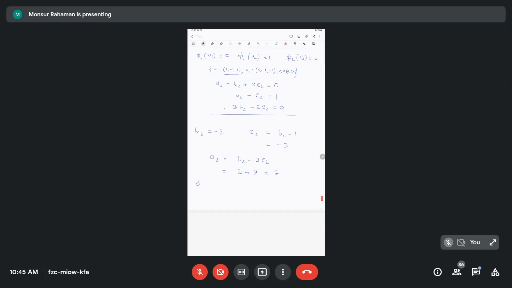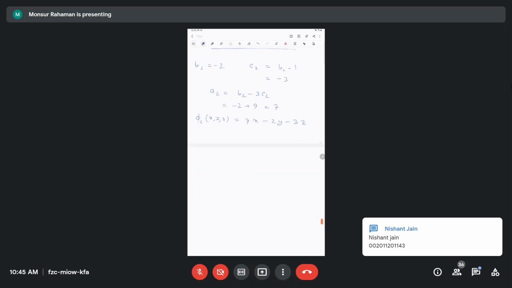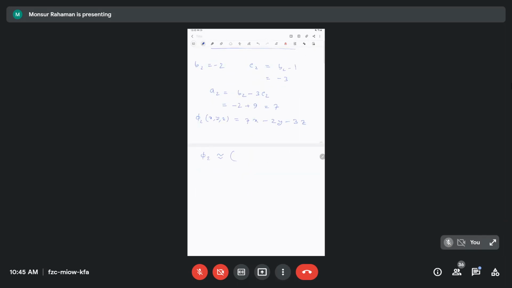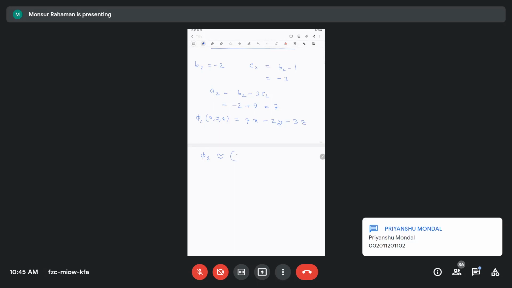So phi 2 xyz is defined as 7x minus 2y minus 3z. But you can also see it another way, phi 2 is like a row vector. As I told you, this is 7, minus 2 and minus 3. Okay.